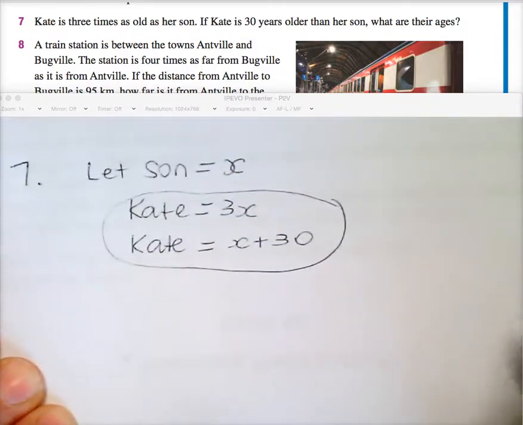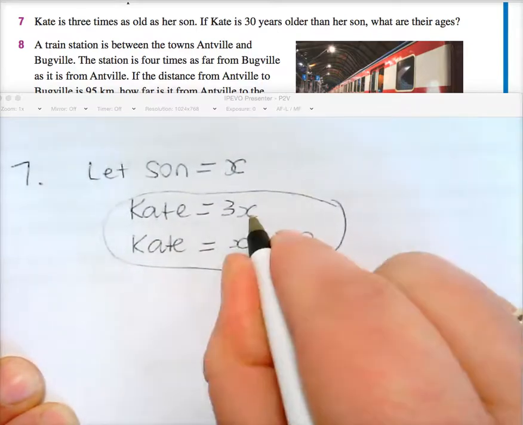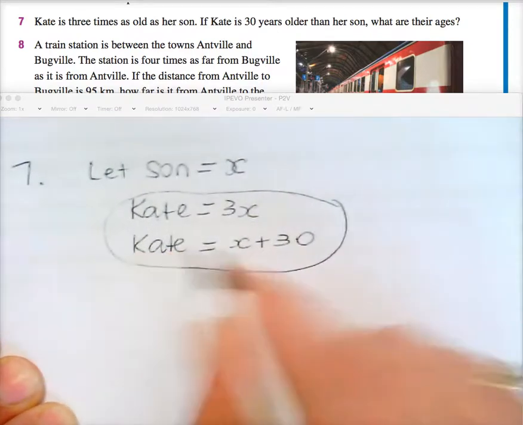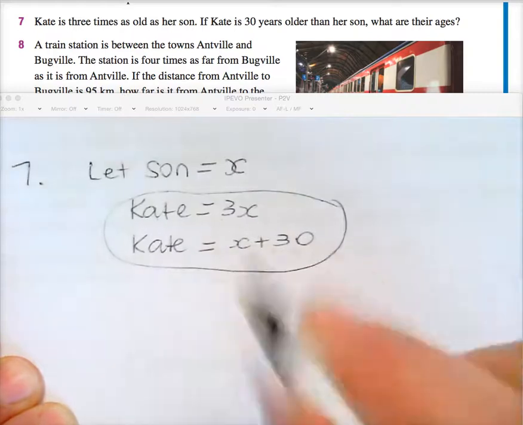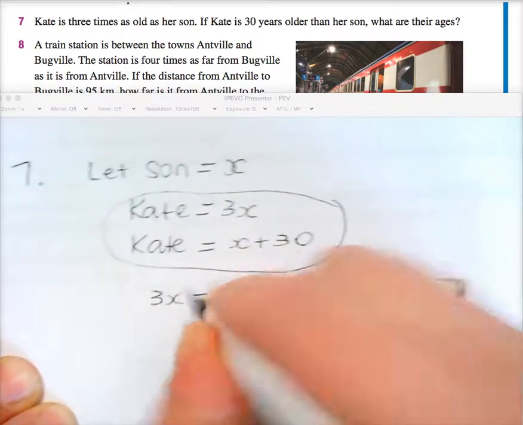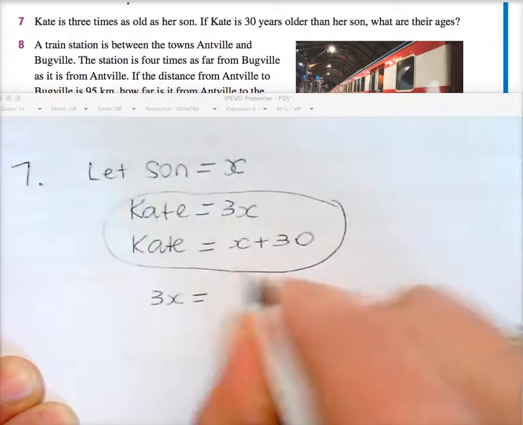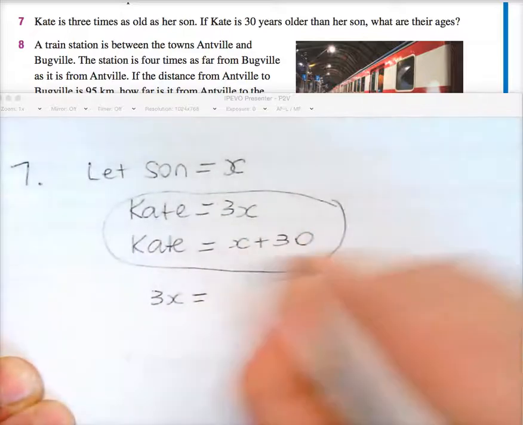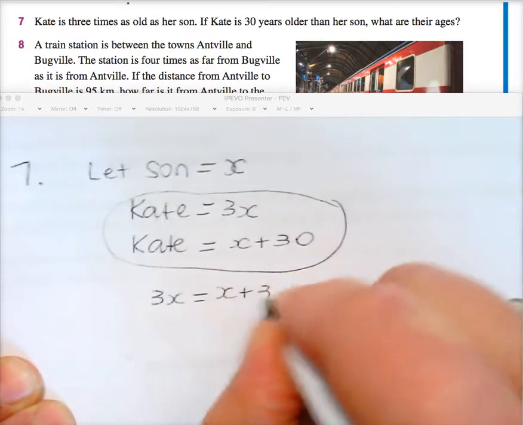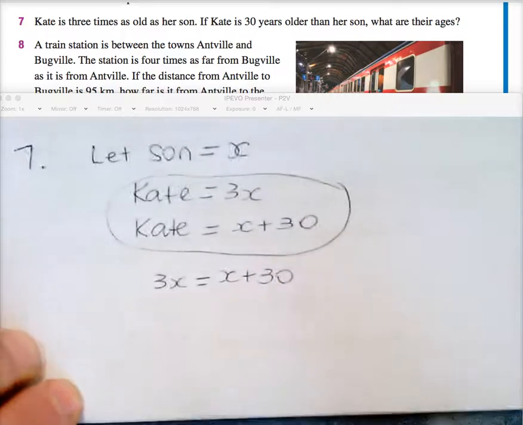That's right. 3x equals x plus 30. So the hint is, always let the younger person be x. Kate is 3 times her son's age, but Kate is also 30 years older than him. So we've got Kate equals 3x and Kate equals x plus 30, then 3x equals x plus 30 because they're both equal to Kate.